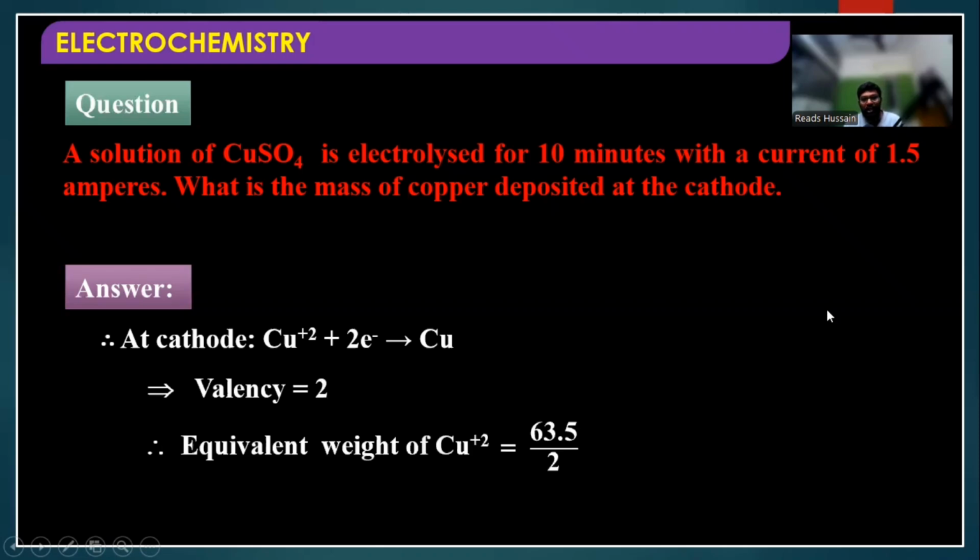Now, the equivalent weight of copper. What is the formula for equivalent weight? The equivalent weight of any element is equal to its atomic weight divided by valency. You must remember these values by heart. Copper atomic weight is 63.5 and valency of copper is 2.